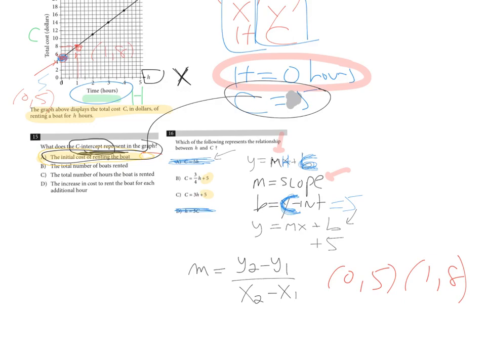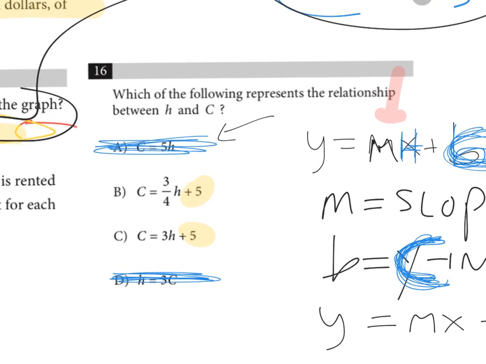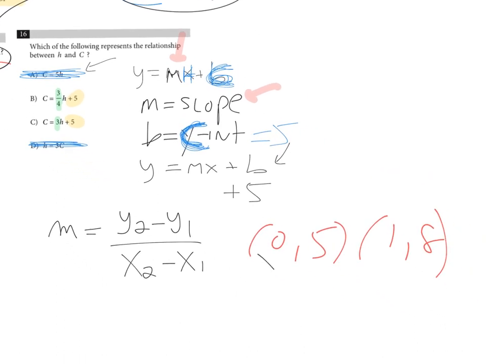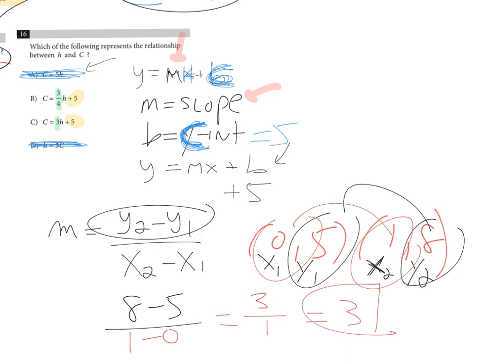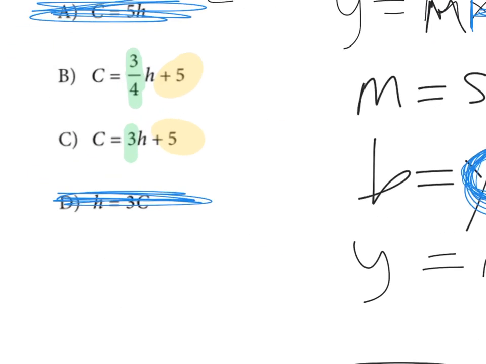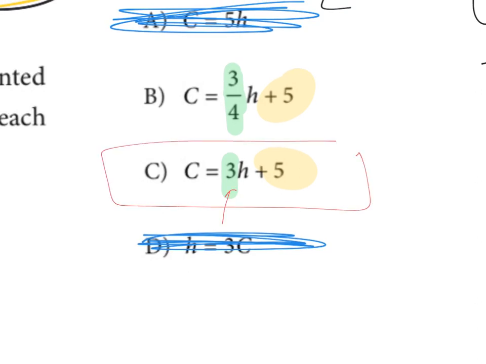So I'm going to take the points 0, 5 and 1, 8, and plug them into the slope formula to see whether the slope is 3/4 or whether the slope is 3. When you use the slope formula, you call one point x1, y1, the other point x2, y2. y2 minus y1, 8 minus 5, over x2 minus x1, 1 minus 0. 8 minus 5 over 1 minus 0 simplifies to 3. So here I know the slope is 3, which means my answer is letter C.